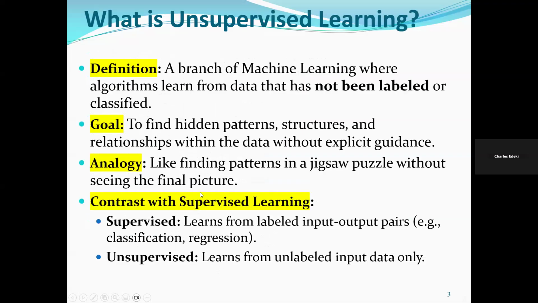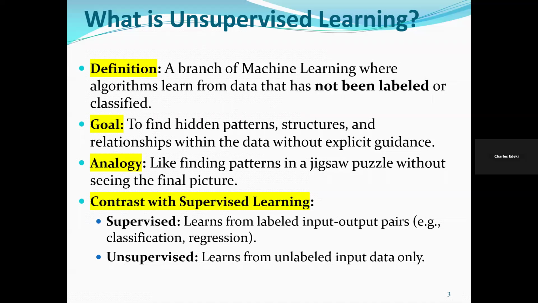So let's start with the definition. What is unsupervised learning? I would say that unsupervised learning is, first of all, a subfield of machine learning which is concerned with finding patterns. We are looking for patterns in data that has not been explicitly labeled or classified. So here we are not using training data as we did in supervised learning.